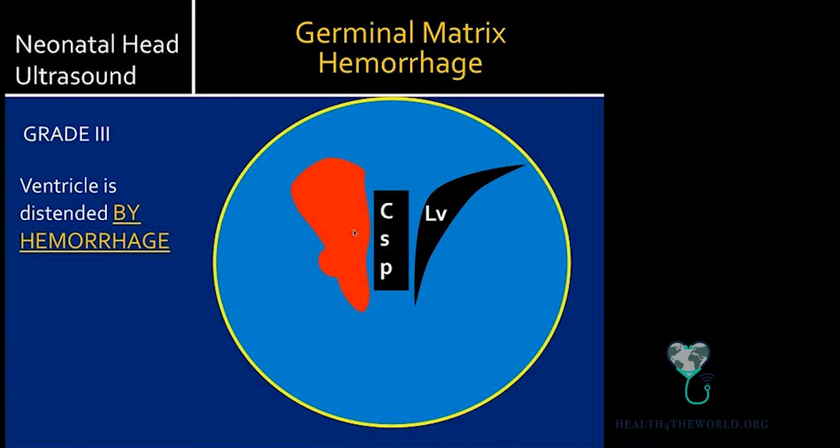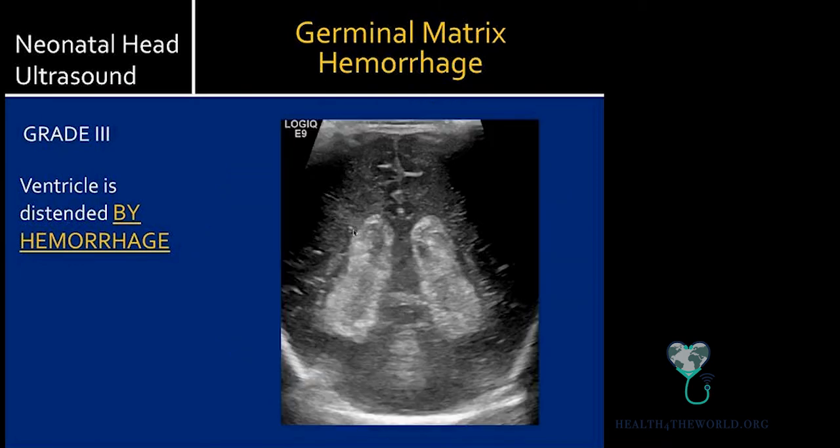I'll say one thing though: this grading system is used at presentation. Often after a grade 2 germinal matrix hemorrhage in the ventricle causes some relative obstruction and the ventricle gets dilated, it doesn't upgrade to a grade 3 later on. The grade is mostly used at presentation. So we don't evolve from a grade 2 to, months later, now it's dilated, now we're going to call it a 3. It doesn't work like that; it's that presentation. Here's an example of a grade 3, dilated ventricles.